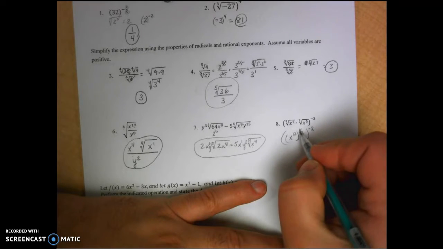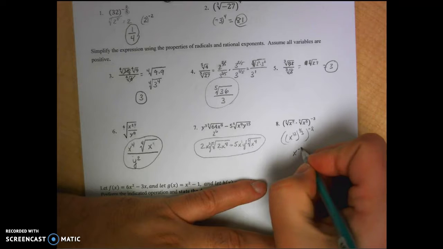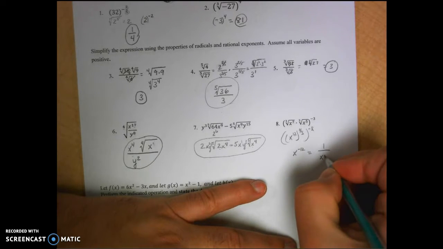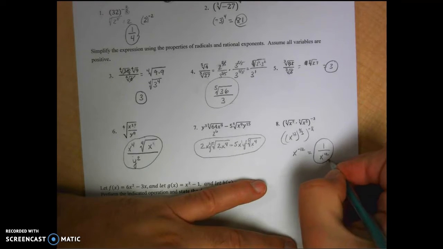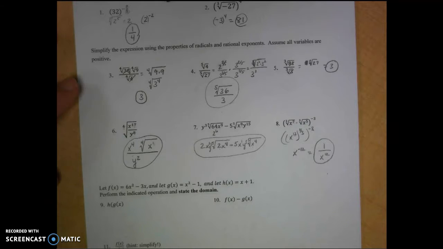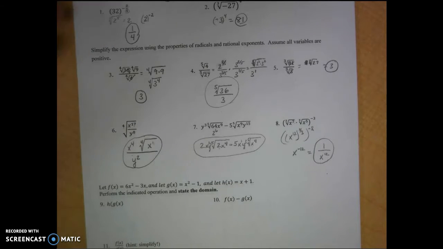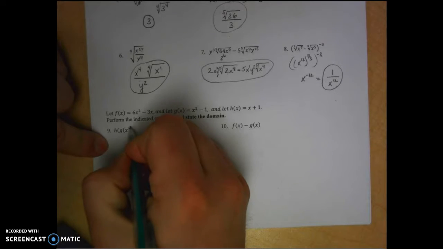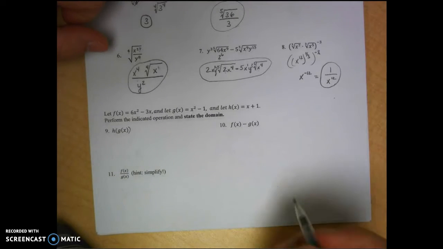So negative 1 multiplied against the 12, x to the negative 12th. But we don't want a negative exponent, so we'll break that down below. And there's your final answer for number 8, 1 over x to the 12th. All right, and then the composite functions. All right, so the first one here, sorry, I forgot the parenthesis there to close.